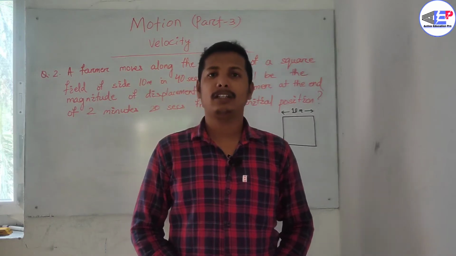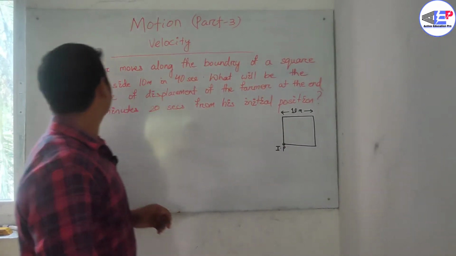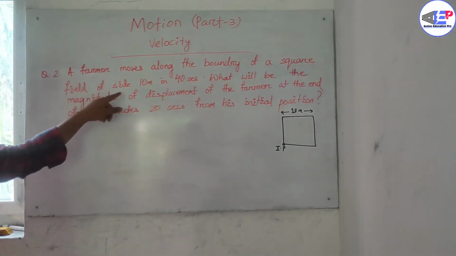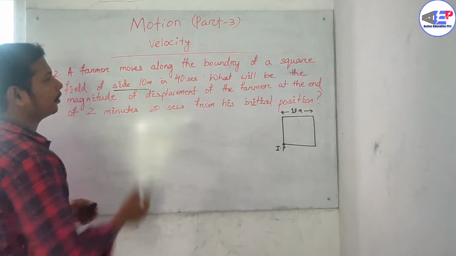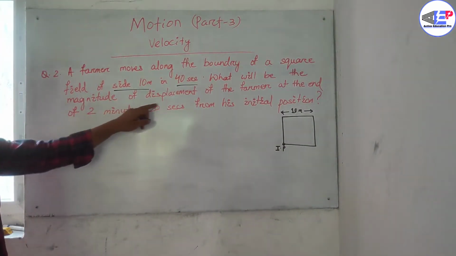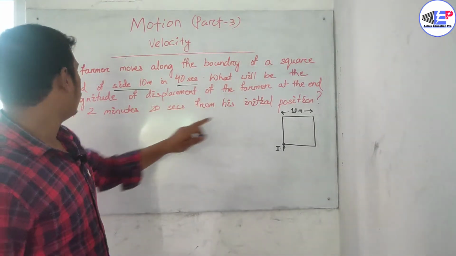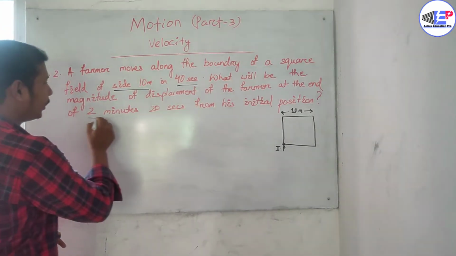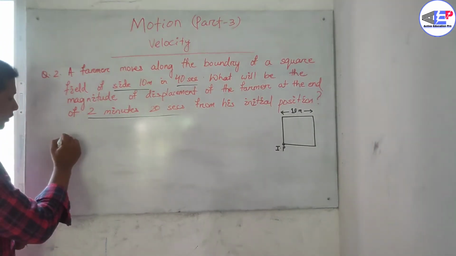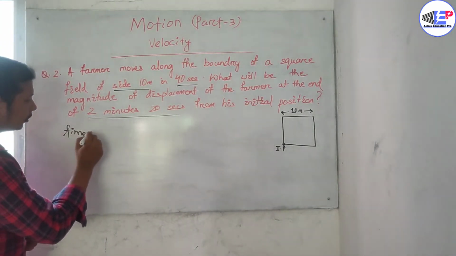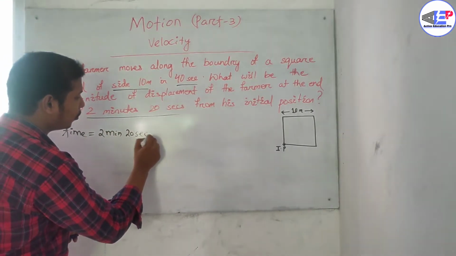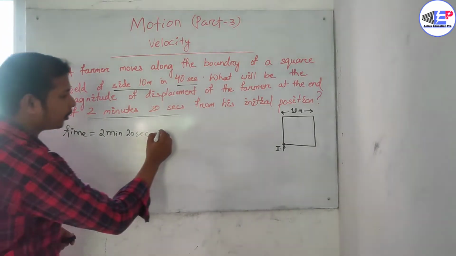Let us do another numerical. Question here given that a farmer moves along the boundary of a square field of side 10 meter in 40 seconds. What will be the magnitude of displacement of the farmer at the end of 2 minutes 20 seconds from his initial position? Here time given that 2 minutes 20 seconds, which will be equal to 140 seconds.